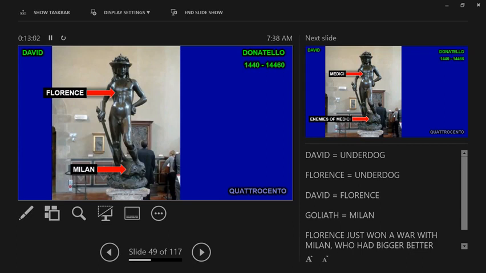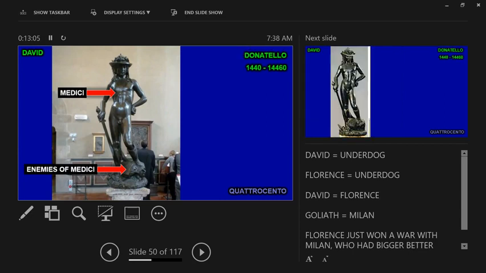But it's not just about Florence and Milan. This is also about the Medici and the enemies of the Medici. At the time, this is the early Renaissance, and so the Medici are an up and coming family. They're getting more powerful. They're not the huge, giant bullies that they were in the late Renaissance and even into the Baroque era. And as they are coming up, they create a lot of enemies. And so they see themselves as the underdog surrounded by bullies.